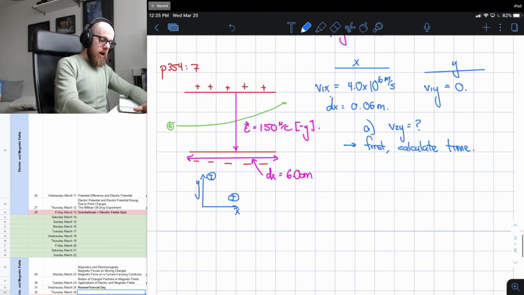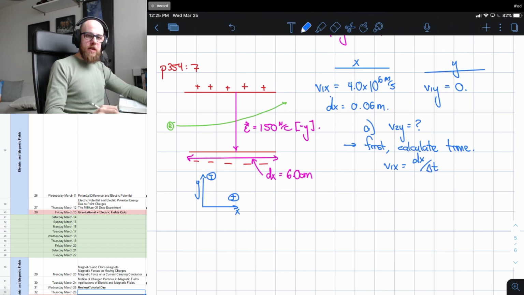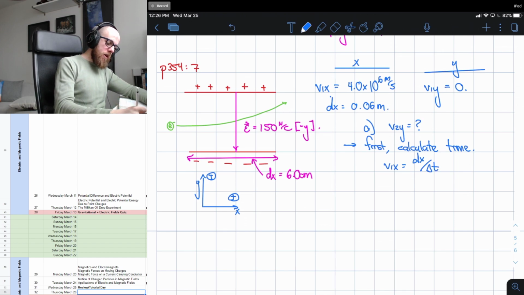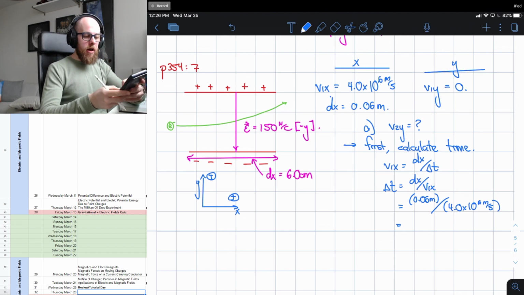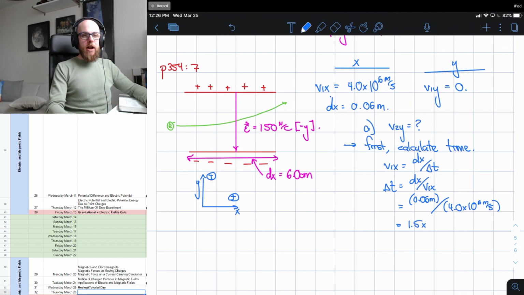I know that v1x is equal to dx over delta t, and I can rearrange this to find my time. Time is equal to dx over v1x. Then I can plug in my values: dx is 0.06 meters divided by 4 times 10 to the 6 meters per second. And so I get a value of 1.5 times... It wants to know the final speed in the y direction.